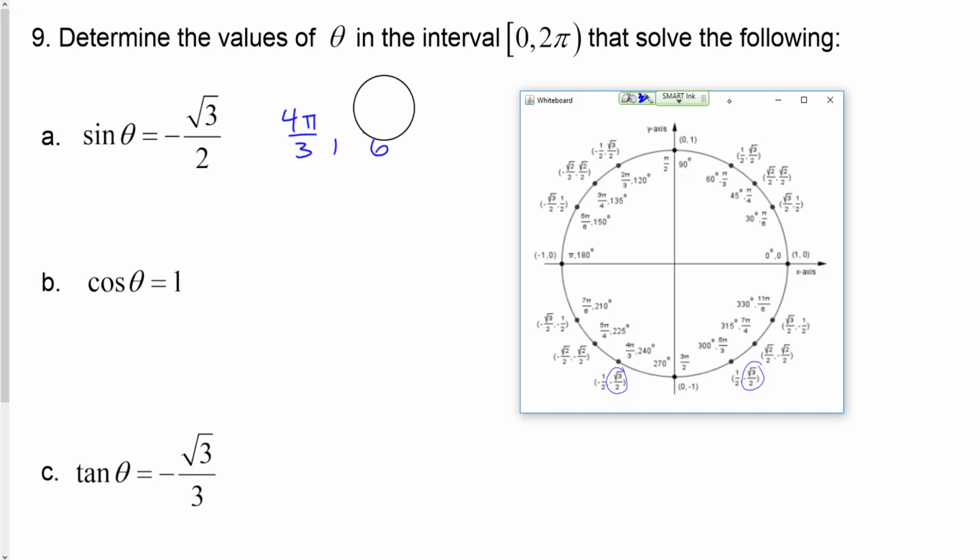Oh, sorry. I was thinking to myself how that 5 looked like a 6. Well, it still does. There. Now it looks like a 5. But that's why I wrote 6 in the denominator. Anyway, moving on. Cosine theta equals 1. Cosine is the x-coordinate. The only time that equals 1 is at 0. Tangent theta equals -√3 over 3.